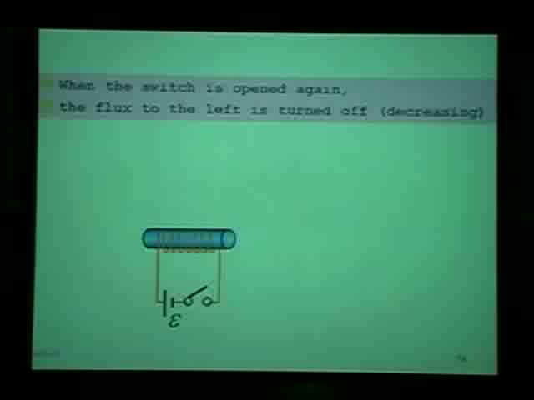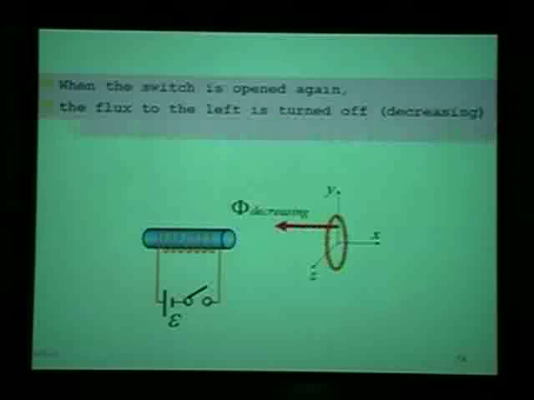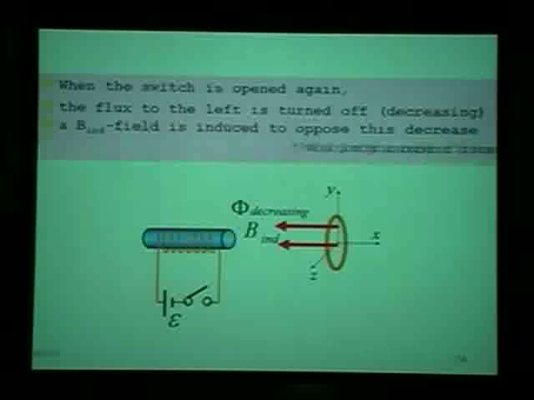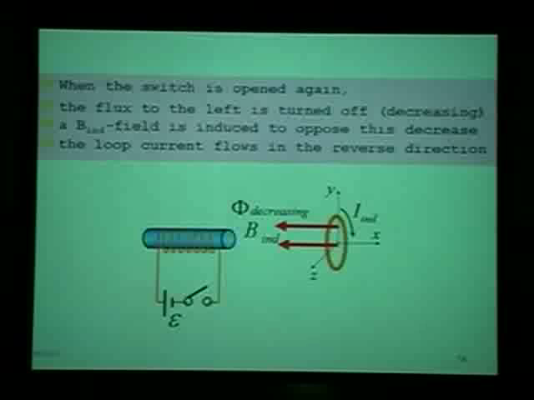So as I open the switch, the flux will decrease in that direction. The induced field will be in the same direction, trying to help supplement it. The current will be in the opposite direction as what we saw before. As I open and close the switch, the current will flow one way and then the other way.